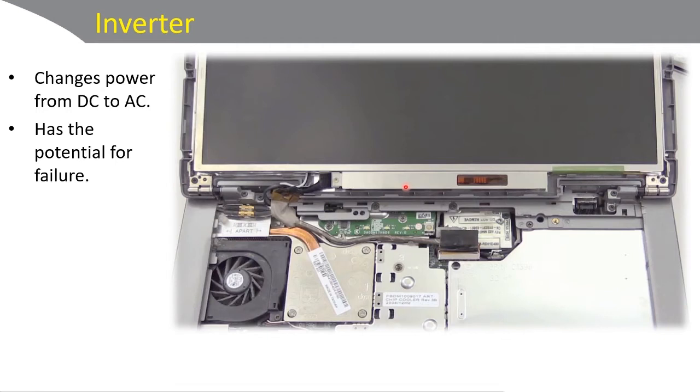The inverter could be in other locations, though. It could be on the side here. It could actually even be inside the main system. But usually it's in this type of location, just below the display. Now, we might determine that the inverter has failed because there's nothing on the display, and we've already checked the screen itself, the lamp, and the video card. If those all check out okay, then it could be that the inverter has to be replaced.